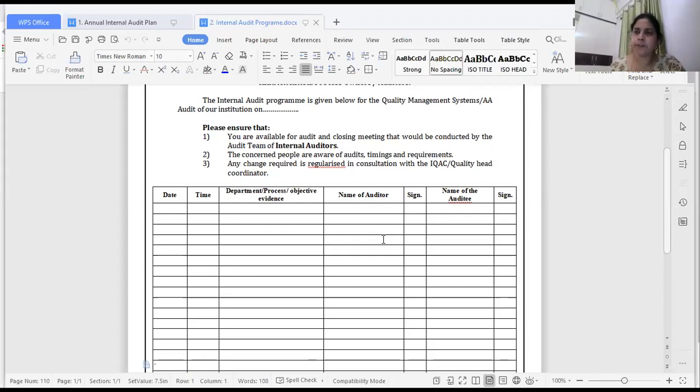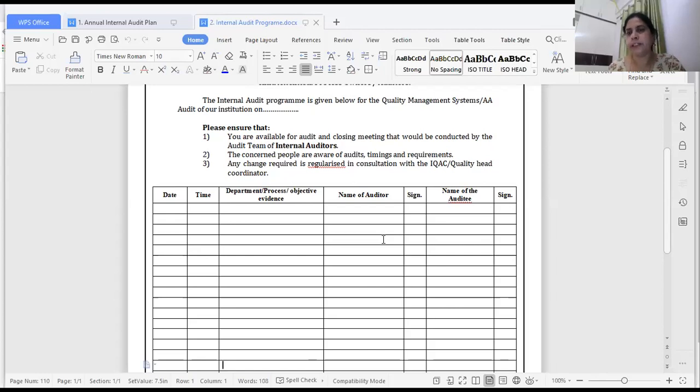Or you are going with objective evidence and you are trying to do an audit on the basis of objective evidence, then mention that objective evidence, what you have found, for which you are going for audit. Which auditor has been assigned for which process or which department, that also you are going to mention there. And you are taking the signature of the auditor for accepting this job.